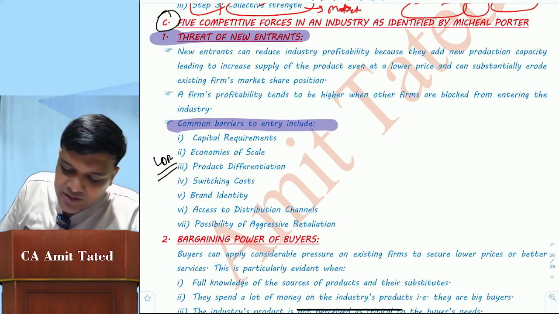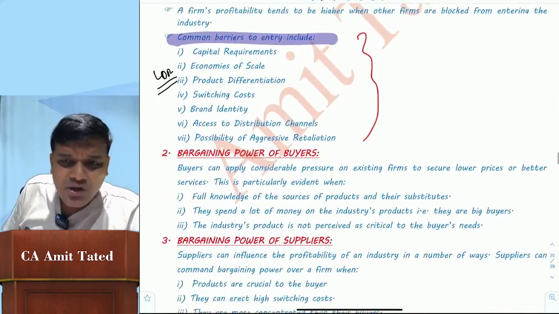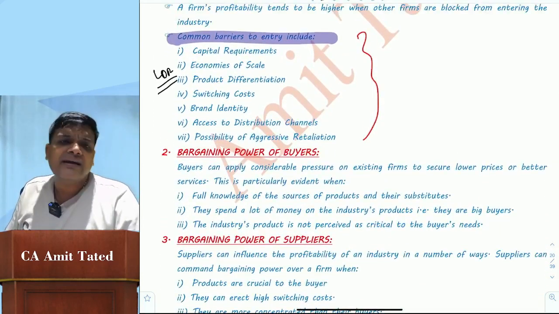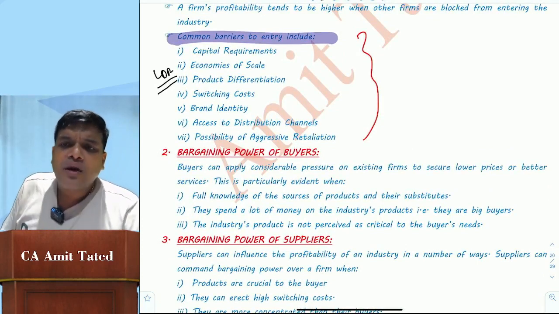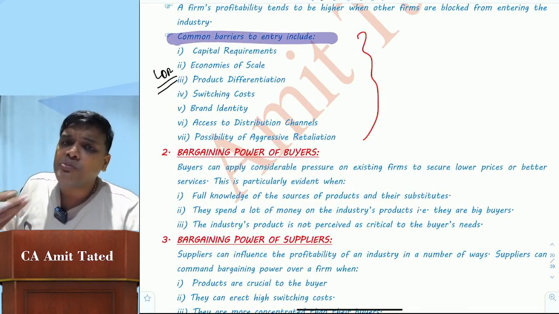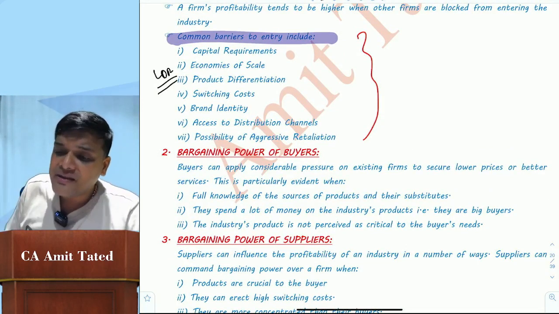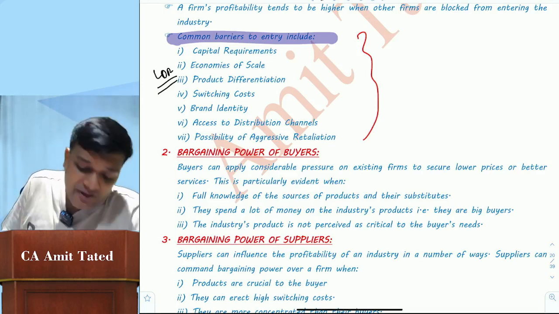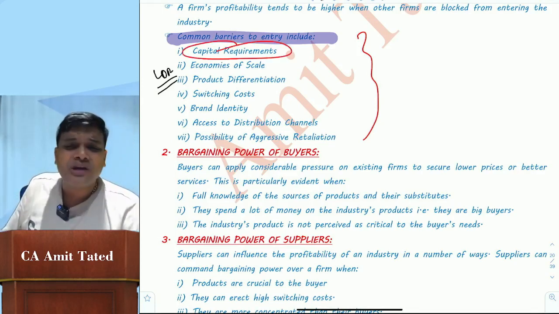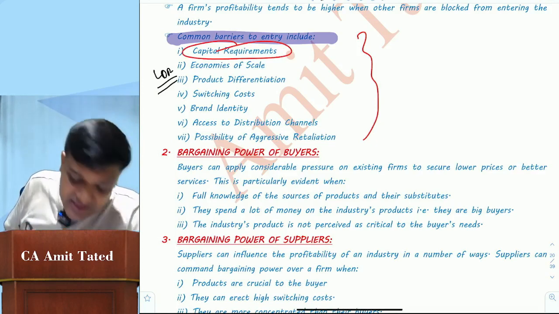This can be an LDR question, this can be an examination question. This has been asked recently also in the last attempt, but it is again an LDR. This question is always an LDR. What are the common barriers for entry? If I need to prevent an entry, nobody should enter the market very easily. What are the barriers? First point is capital requirement. Pharma company, very huge capital requirement is there. Nobody can enter easily. Second point, economies of scale.